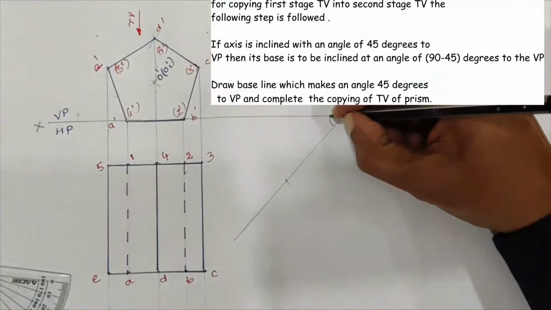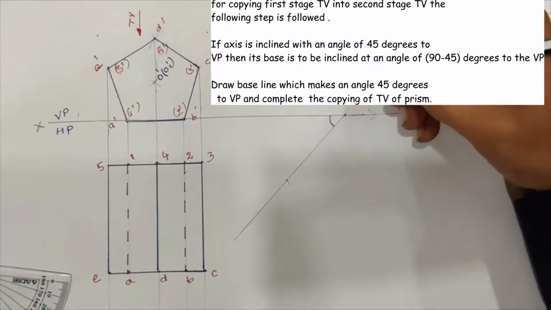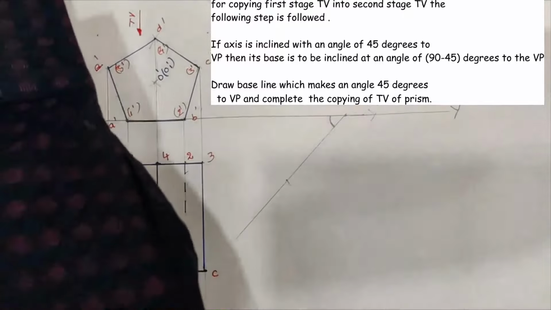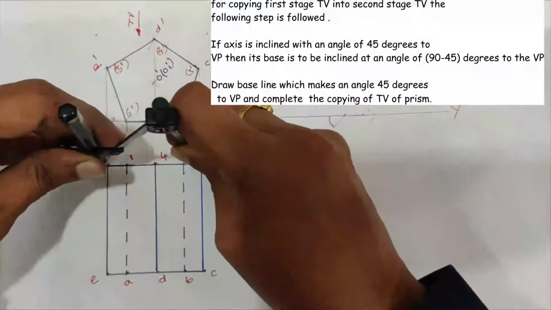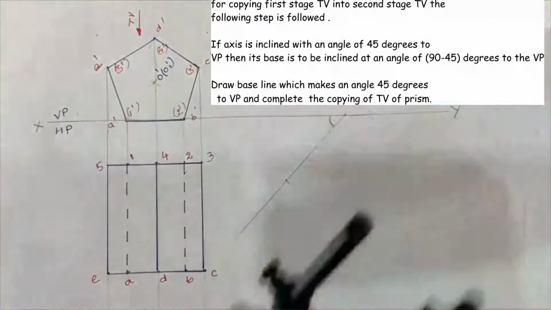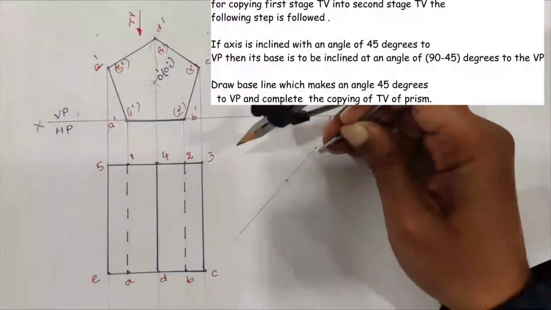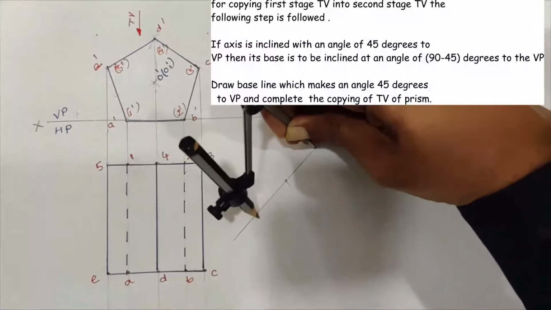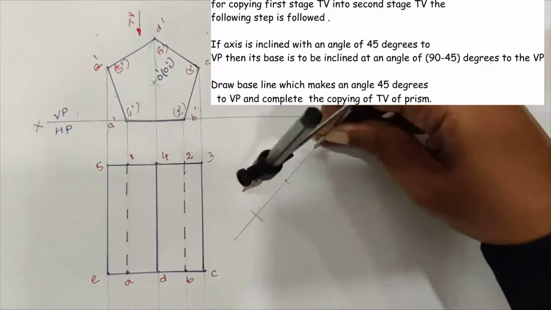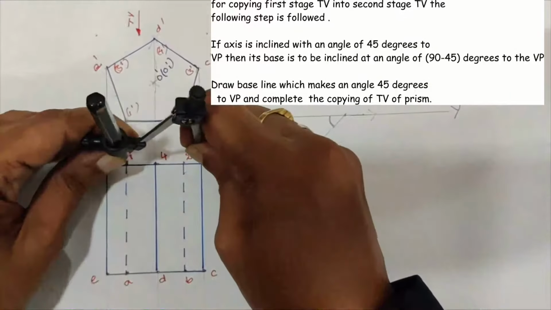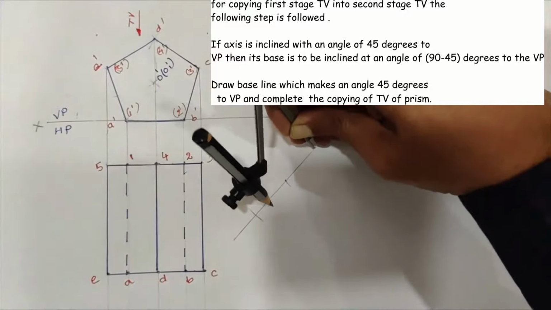Its inclination is 90 minus 45 degrees, which is equal to 45 degrees. Then with the compass, take 3 to 5 as a radius and locate a point 3 on this line. Then with 3 as a center and 3 to 5 as a radius, draw an arc. After that, with 3 to 1 as a radius and 3 as a center, draw an arc.